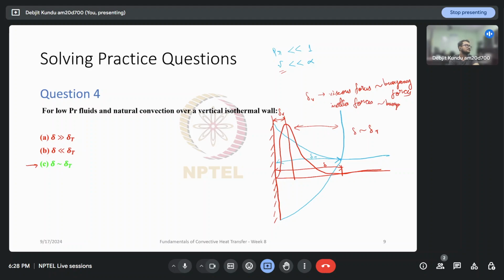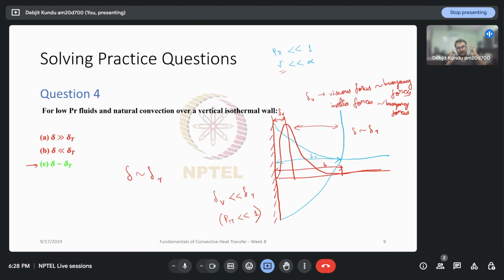The buoyancy forces are anyway there wherever there is a temperature difference, causing the density difference and, as a result, buoyancy force. So delta V in this case might be much, much smaller than delta T as a result of the Prandtl number being very small, but delta doesn't really change. That is of the same order as delta T.